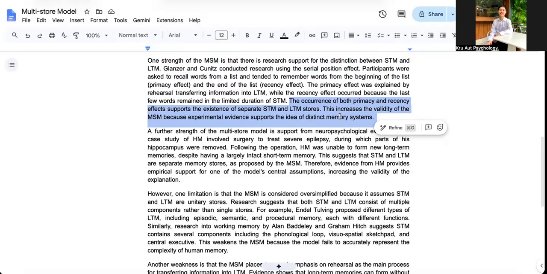This increases the validity of the multi-store model because experimental evidence supports the idea of distinct memory systems. I mean, you can't just say that a model is valid. Validity is a methodological issue, and we learned that methodological issues and ethical issues are used to evaluate research, right? But the idea of validity here in the last sentence means that the model is right. So ideally, you can just say it supports the model. But then what about the model? That the evidence supports the idea that the memory systems are distinct, that they're different from each other. They don't work together. Okay.